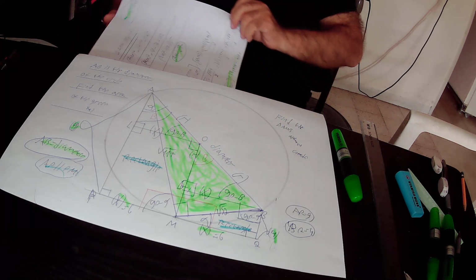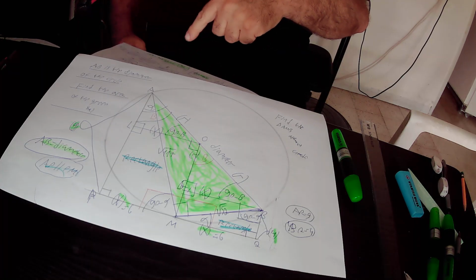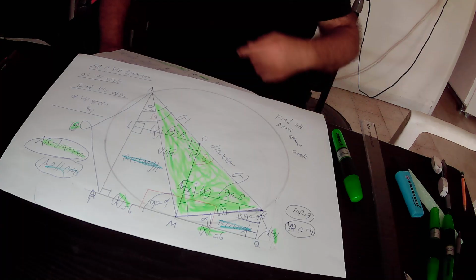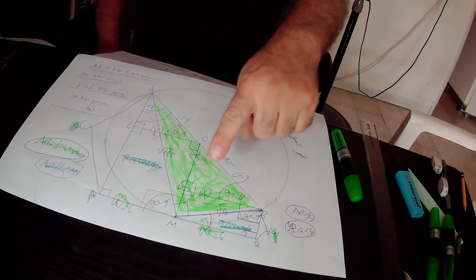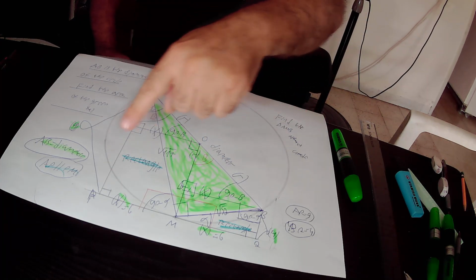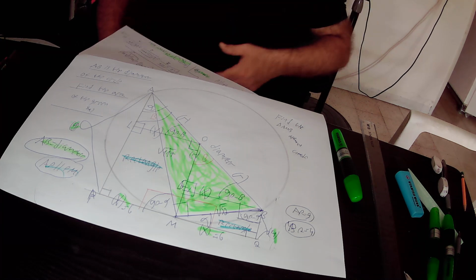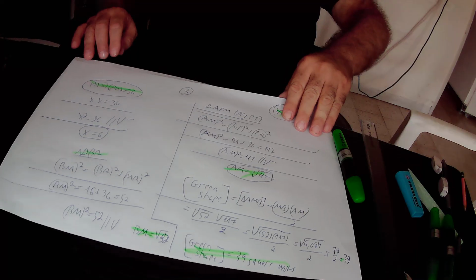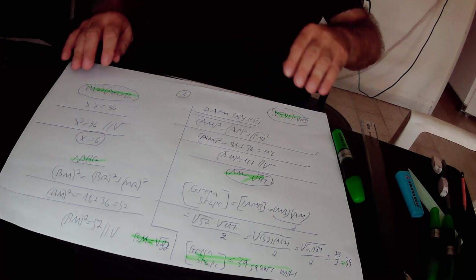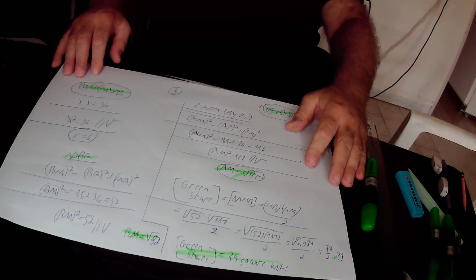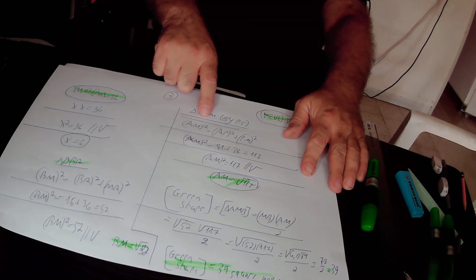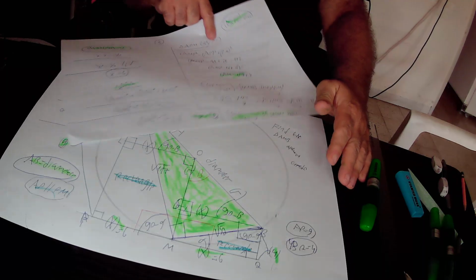In the next step, we implement the Pythagoras theorem in this big right triangle APM. According to the Pythagoras theorem, in this right triangle APM, AM squared, that is the square of the hypotenuse, equals AP squared plus PM squared.